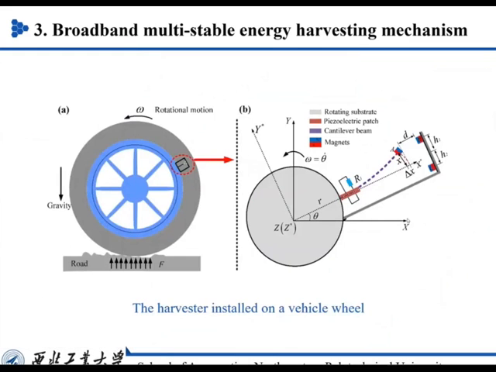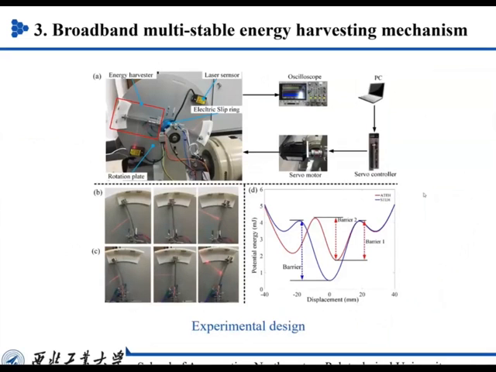So we designed a nonlinear harvester. The schematic diagram is like this, with finger A and finger B. And we also made the experimental device in the lab. So this is the designed harvester.